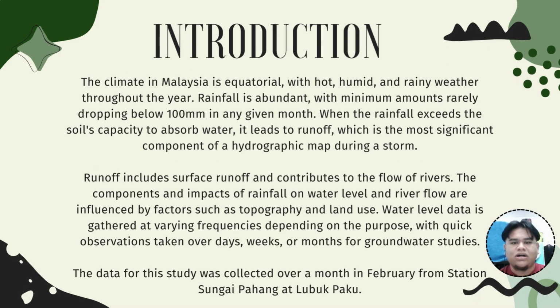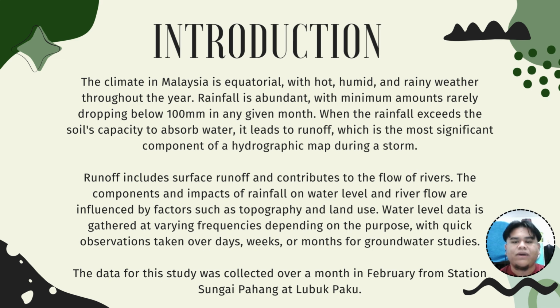For the introduction, the climate of Malaysia is equatorial with hot, humid and rainy weather throughout the year. Rainfall is obtained with minimum amounts rarely dropping below 100 mm in any given month. When the rainfall exceeds the soil capacity to absorb water, it leads to runoff, which is the most significant component in the hydrographic map during a storm. Rainfall includes surface runoff and contributes to the flow of the river.